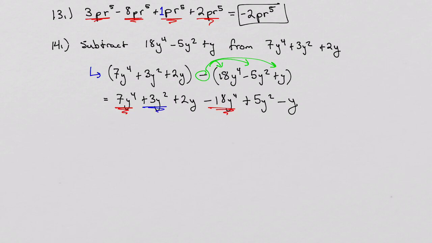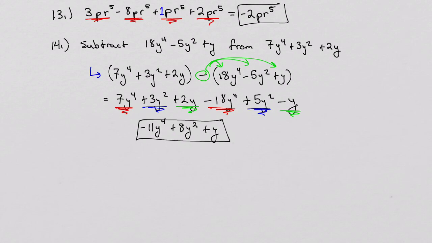Then we'll move on. The 3y squared has the plus 5y squared, and last but not least, the 2y and the minus y, or minus 1y, are like terms. So combining these things together, we've got negative 11y to the fourth plus 8y squared plus y. And that is our answer.